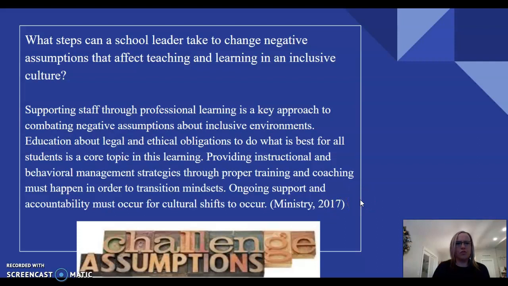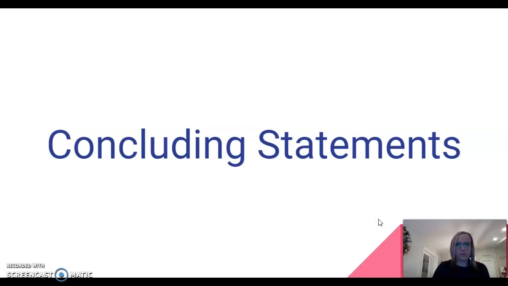What steps can a school leader take to change negative assumptions that affect teaching and learning in an inclusive culture? I think professional development and learning is key. Just to go a little bit further with that, I think PLCs would be a stronger avenue rather than just one in-service that talks about inclusion, because through PLCs we can provide a lot of accountability as well as collaboration to help build that support system and to challenge some of those negative assumptions.